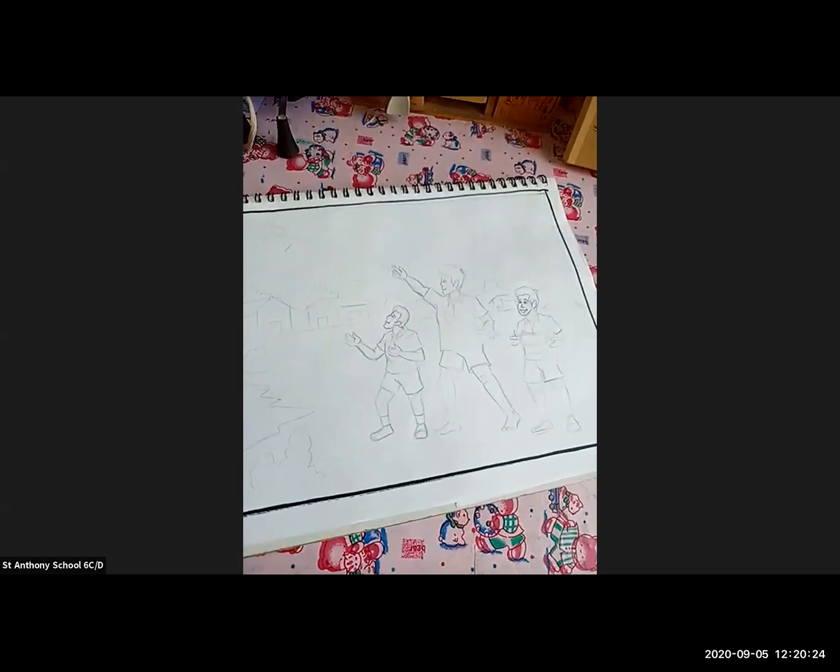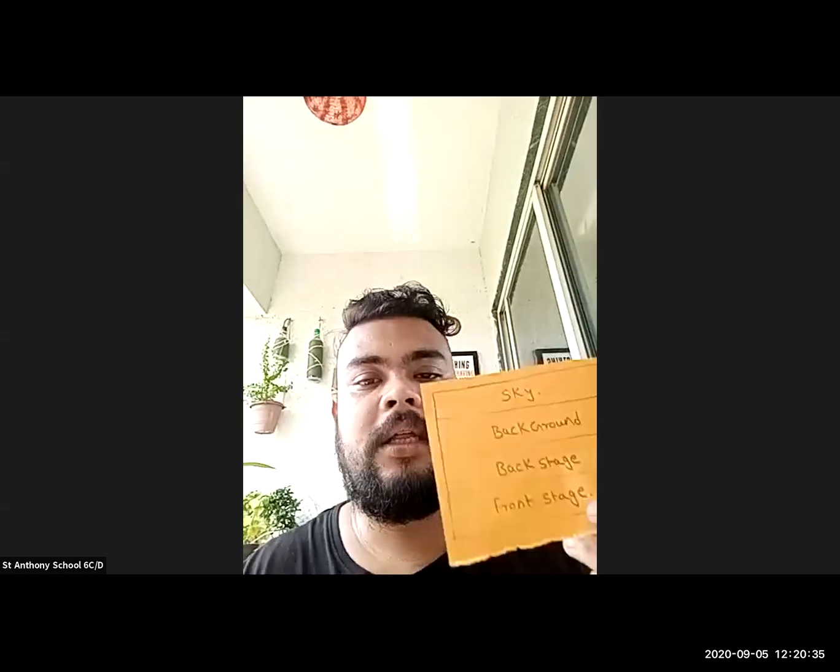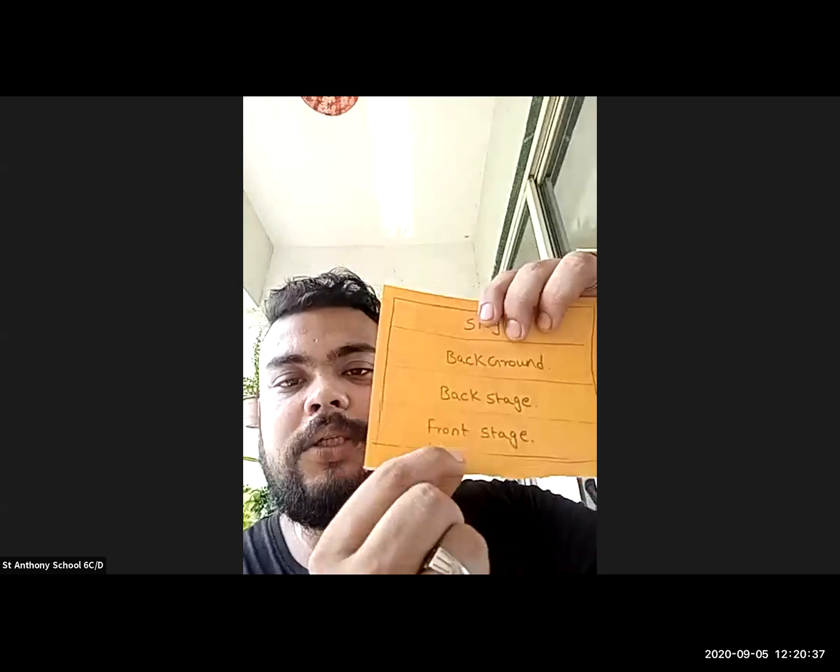Okay, so this is how you're going to divide the page into 4 equal parts. I have shown you. Are you clear? Yes. Each and every student has got the idea of how to do this. The first two, this is the front stage and this is the backstage.